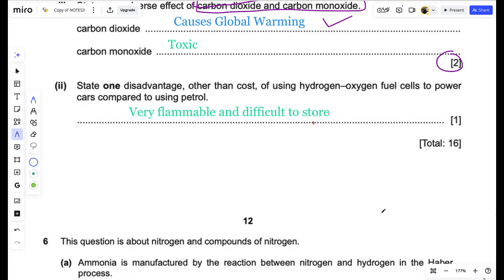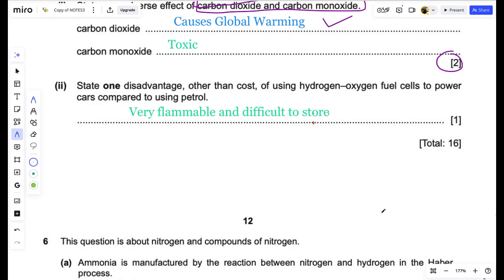Now one of the problems apart from cost is that it's very flammable and it's difficult to store. If you have a hydrogen oxygen gas station where you power your car, any small thing and the whole place can burn. It's very flammable. It has to be handled with extra care.